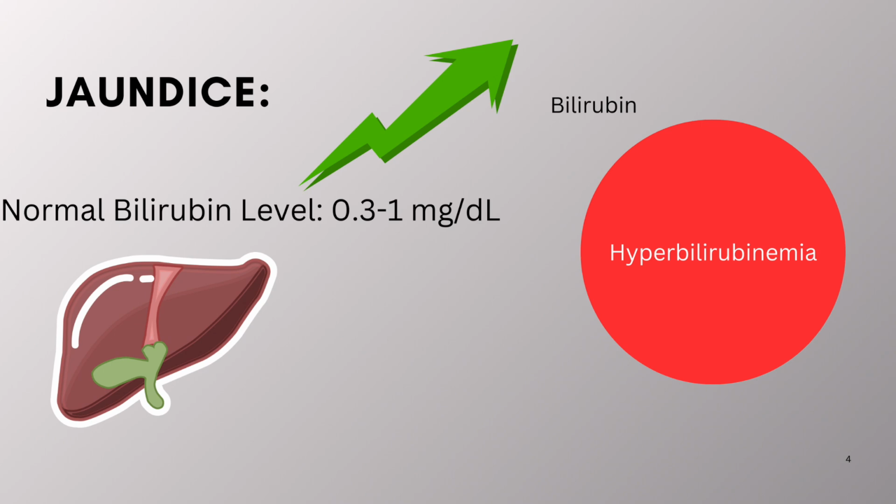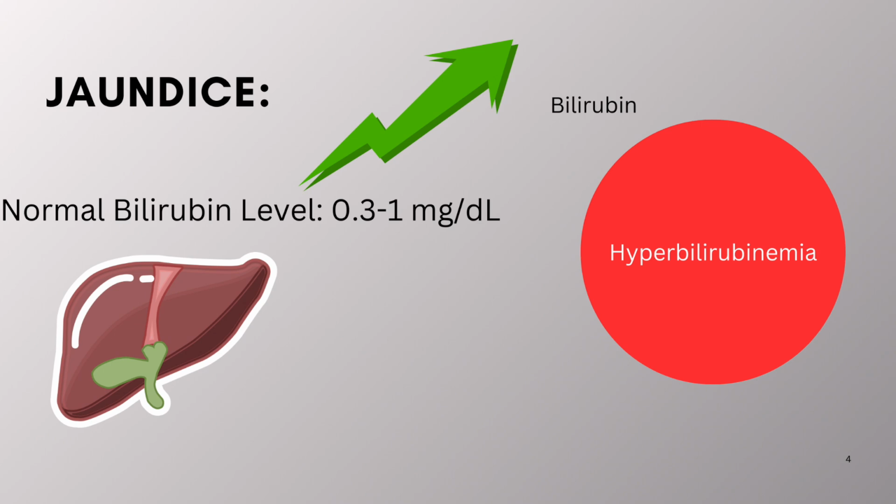Normal bilirubin level in a newborn baby's blood is 0.3 to 1 mg per deciliter within the first 24 hours of life. If it is more than 2 mg per deciliter, it is called jaundice or hyperbilirubinemia. Hyper refers to increased level, bilirubinemia refers to bilirubin level in blood. Hence, hyperbilirubinemia means increased level of bilirubin in blood.